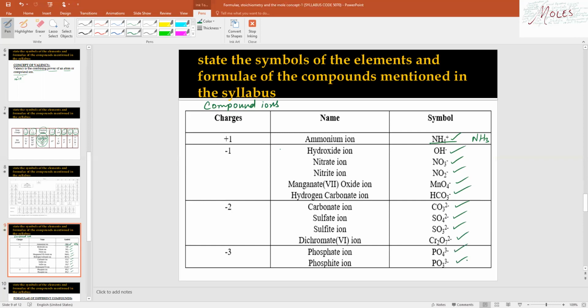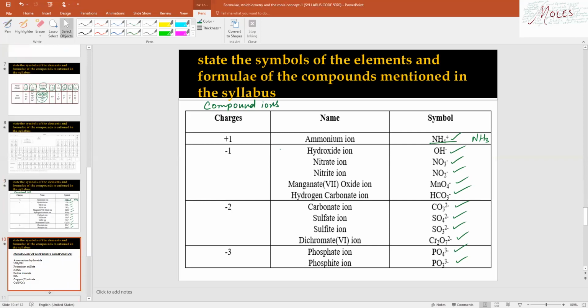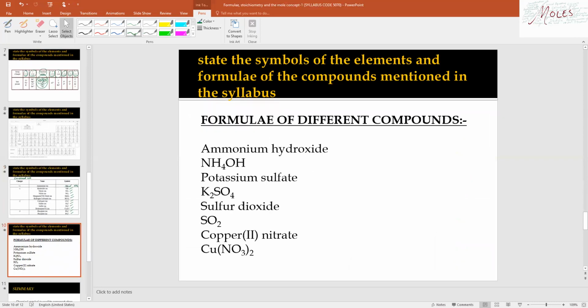This will help you in predicting the chemical formula of compounds involving more than 2 atoms. Here is the formula of some compounds. We have ammonium hydroxide, NH4OH; potassium sulfate, K2SO4; sulfur dioxide, SO2; copper(II) nitrate, Cu(NO3)2.